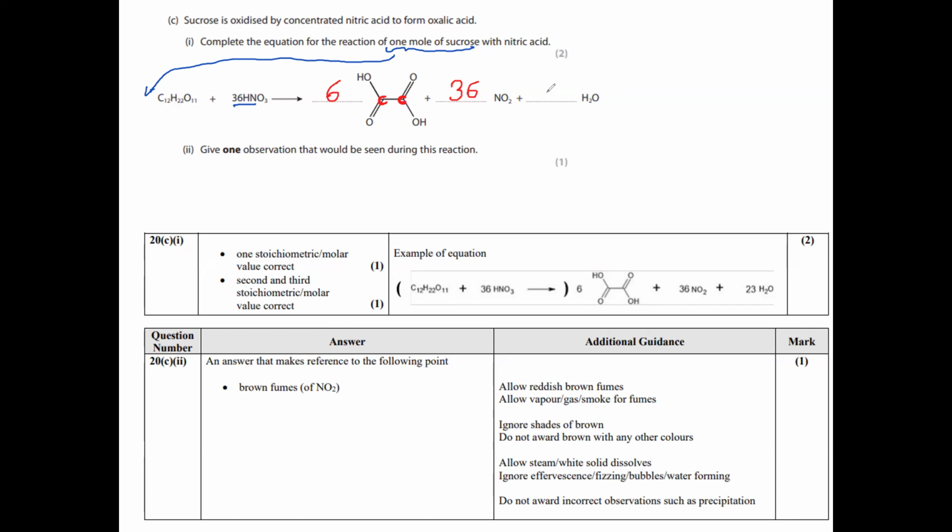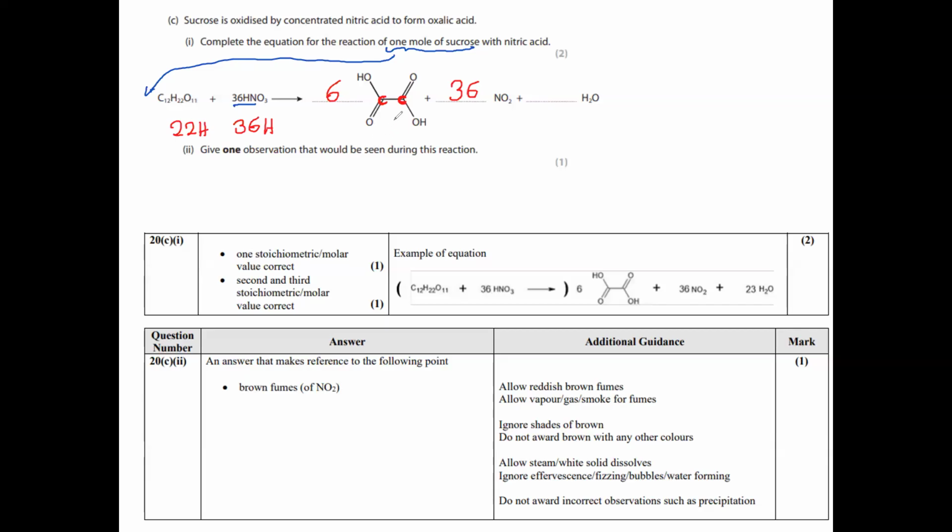For the last number, I have to go for hydrogen. I don't go for oxygen because oxygens are everywhere now, but hydrogen is very straightforward. This side I have 36 hydrogen atoms. Here I have 22 hydrogen atoms. So 36 plus 22: 38, 48, 58. We have 58 hydrogen atoms.